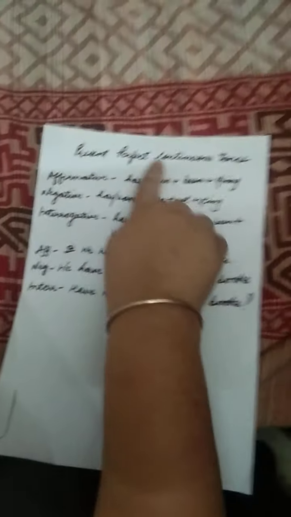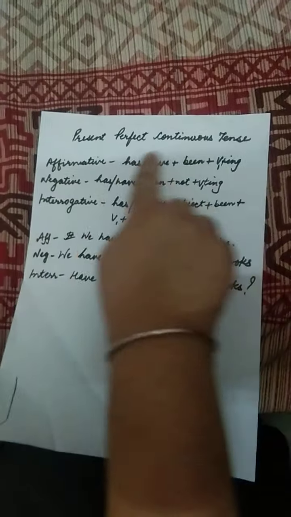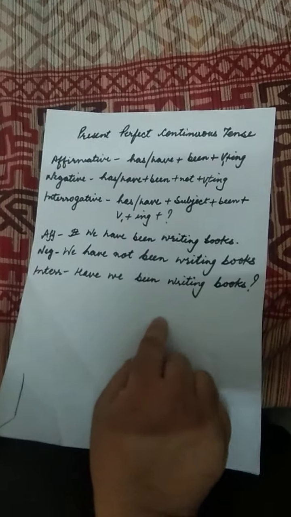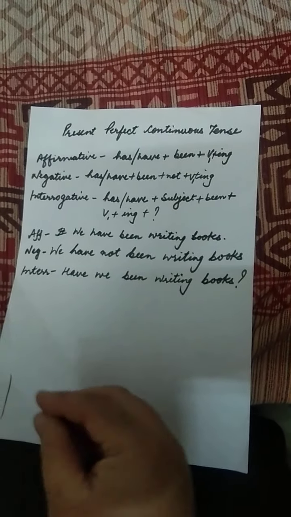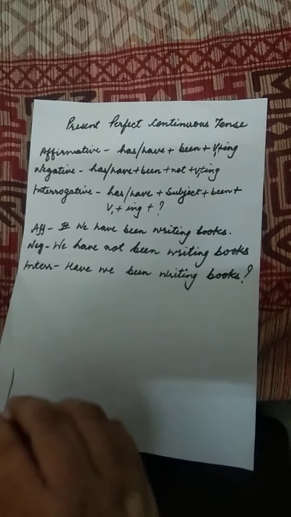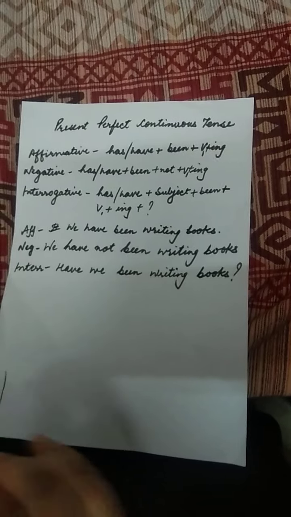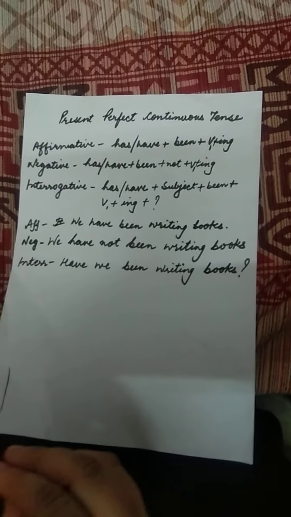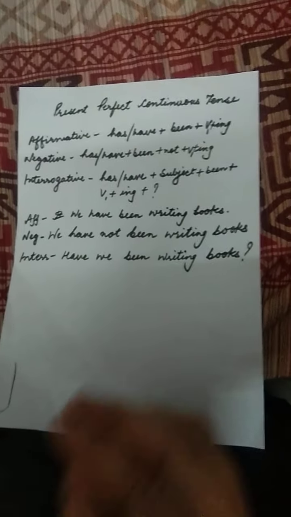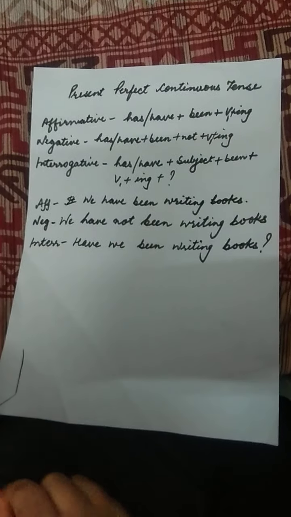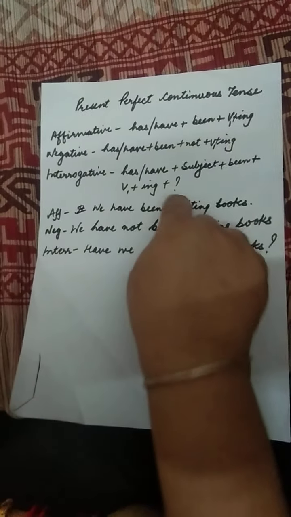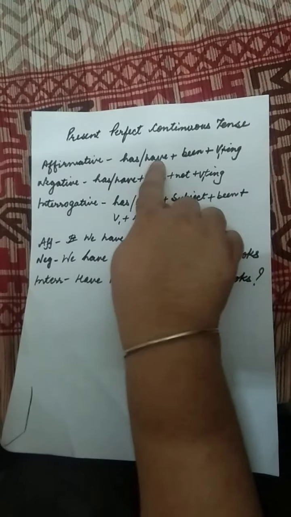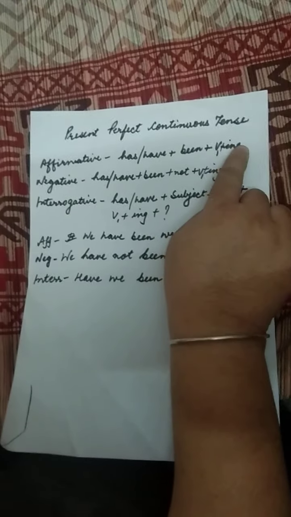Then next, present perfect continuous tense, which we will use to express an action which began in the past but is still continuing, means it has been raining since morning, and it is still raining now. That's why we will use present perfect continuous tense, and generally we find since and for at the last of the sentence. First is affirmative: has, have plus been plus verb's first form and ing.